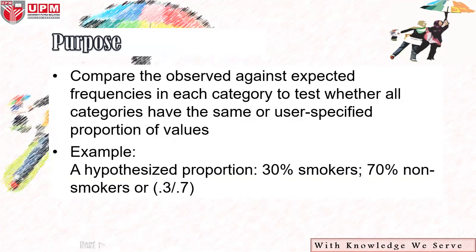Okay, this is the example: a hypothesized proportion based on the overall population, 30% are smokers, 70% non-smokers. So we conduct one study, then we collect the data among a group of samples. We want to check whether the current sample that we have shares a similar distribution or proportion with the overall population. That is the intention.